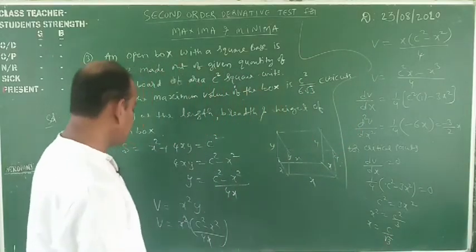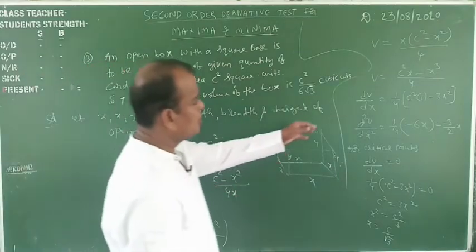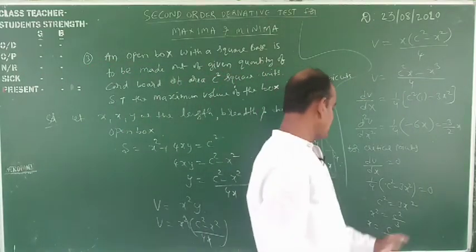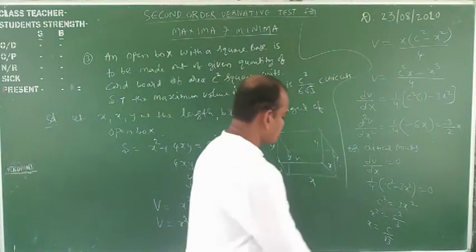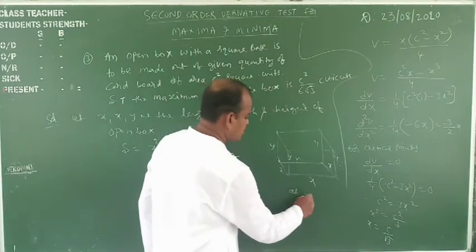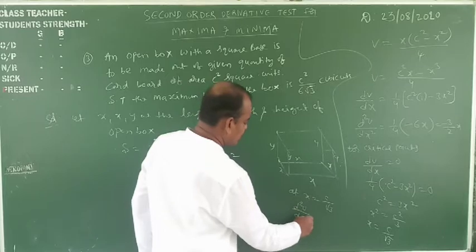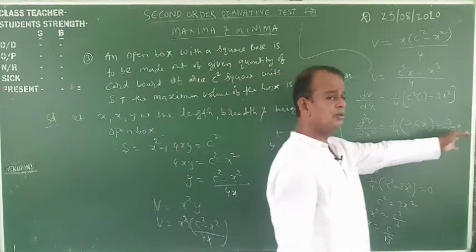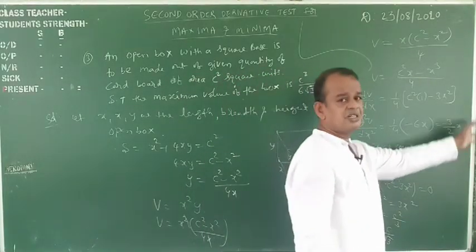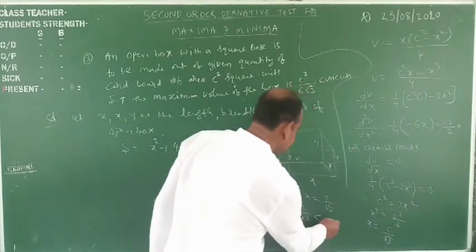Okay, now the volume: you have to substitute x is equal to c by root 3. What happened to d square v by dx square, positive or negative? Substitute the x value, c by root 3. It is negative, meaning less than 0.